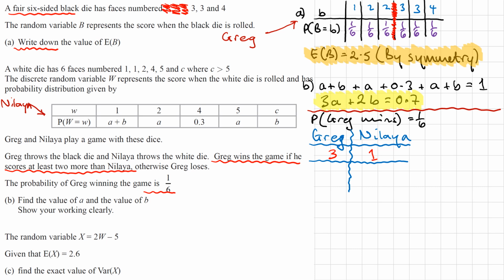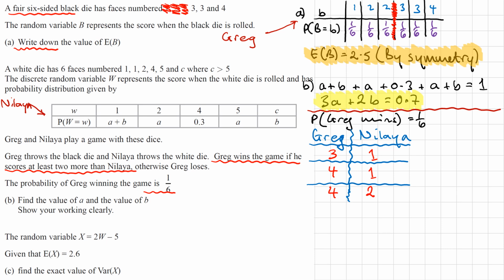If he gets a 3 and Nalia gets a 1, that's at least 2 more than Nalia's score. He can also win if he gets a 4 and Nalia gets a 1. He can also win if he gets a 4 and Nalia gets a 2. So these are the only ways that Greg can win, and I'm going to use this to form some equations.